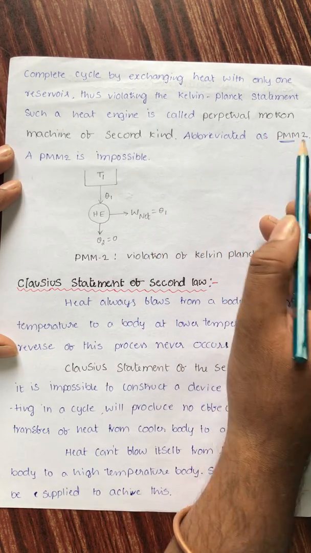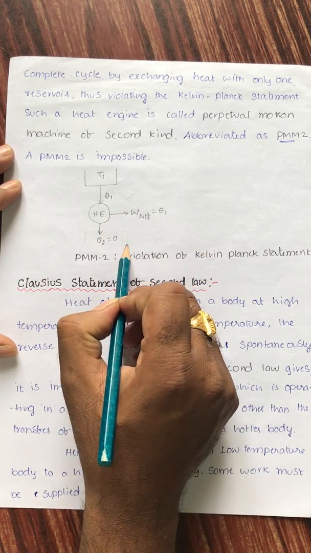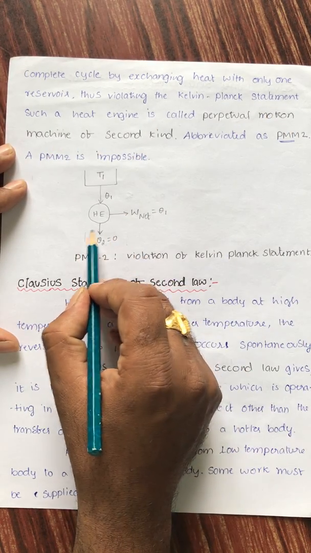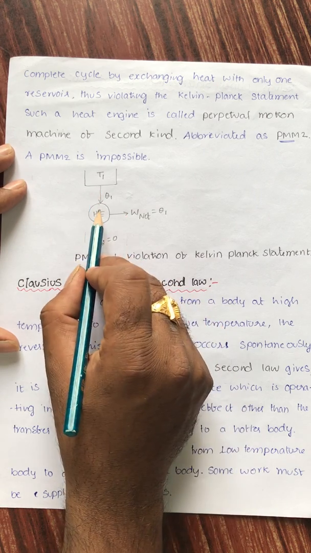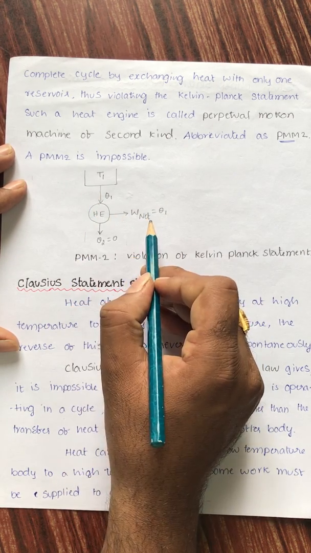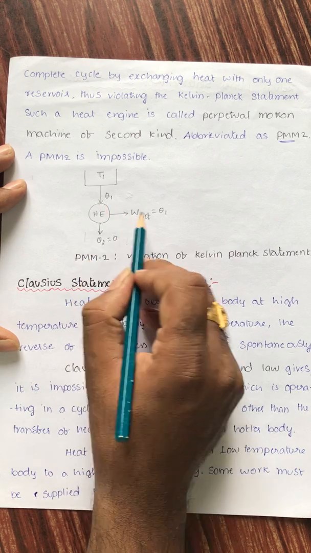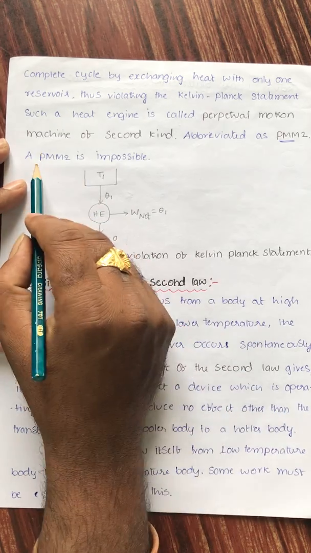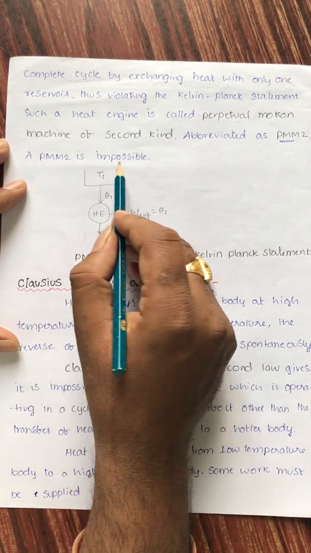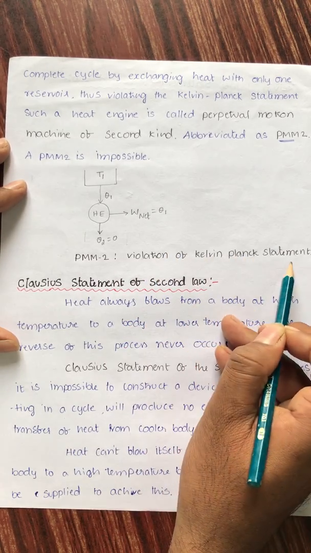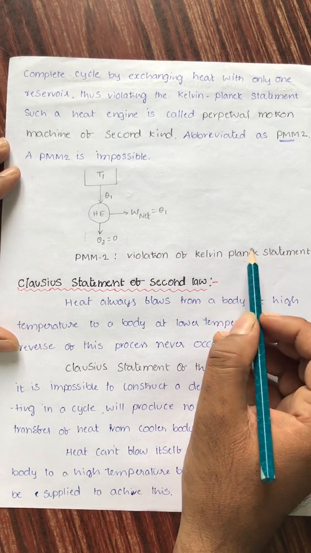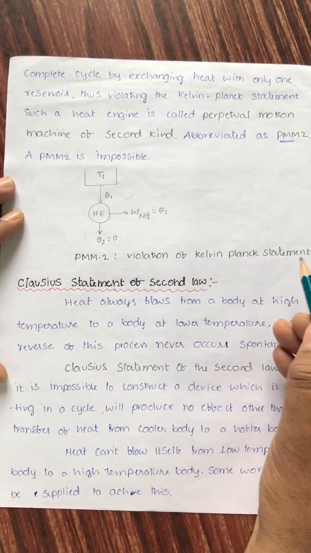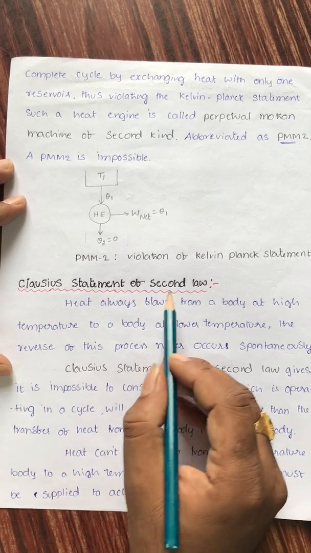Abbreviated as PMM2. Actually, what is the Kelvin statement? There must be two reservoirs. As far as the perpetual motion machine of the second kind is considered, there is no need for a second reservoir, because Q1 is directly converted into work, 100% conversion, so there is no need for another reservoir. So it is not possible. A PMM2 is impossible because it violates the Kelvin Planck statement. Any engine or device violating the Kelvin Planck statement is not at all possible.